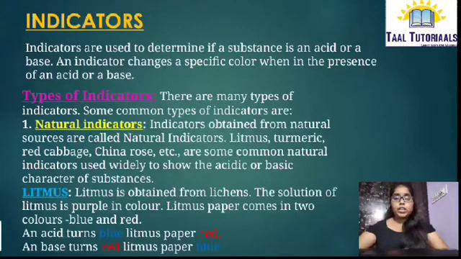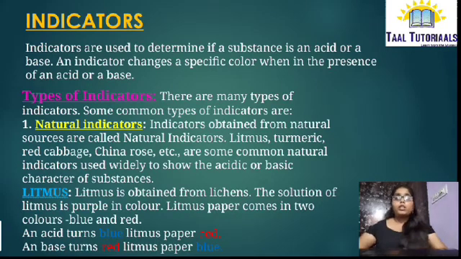Okay. Indicators. What are indicators? Indicators are used to determine if a substance is either an acid or a base. An indicator changes to a specific color when in the presence of an acid or a base. If we add an indicator to an acid, it will give a specific color. If we add an indicator to a base, it will give a specific color. So, using an indicator, we can find out whether a substance is an acid or a base.